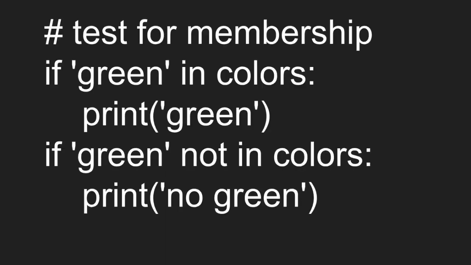In addition to that, we can test for membership. For example, if green is in colors, the keyword is "in", print green. In this case, it's going to be false because we have red, white, and blue. In the second case, if green not in colors, print no green. That would be true, so it would print no green. So we can use in and not in.